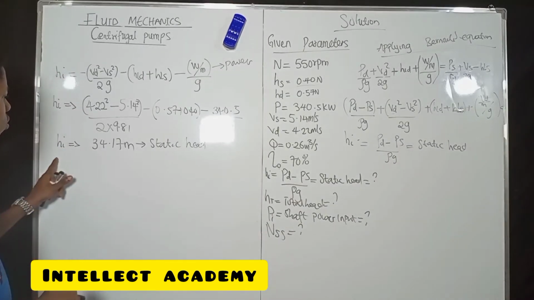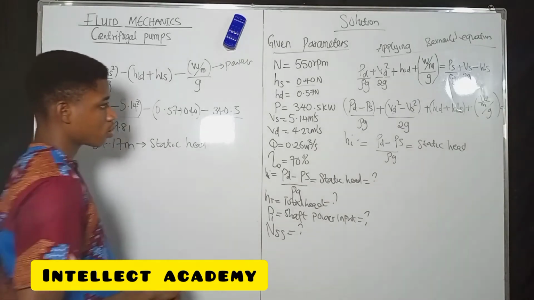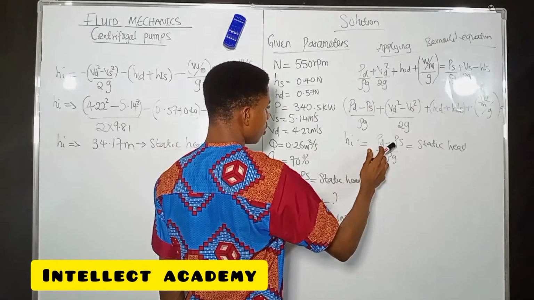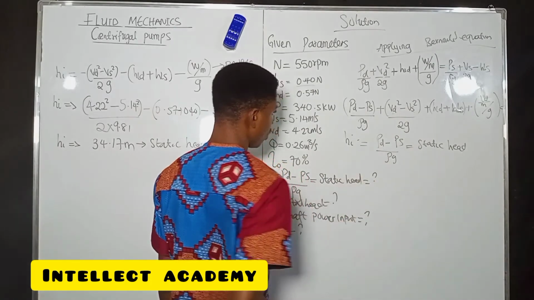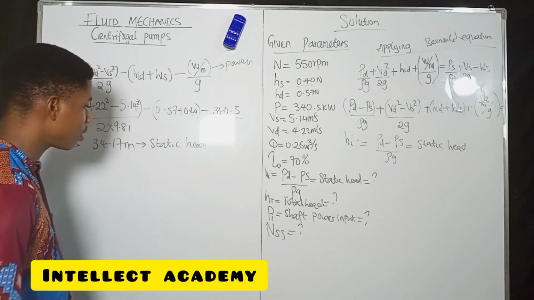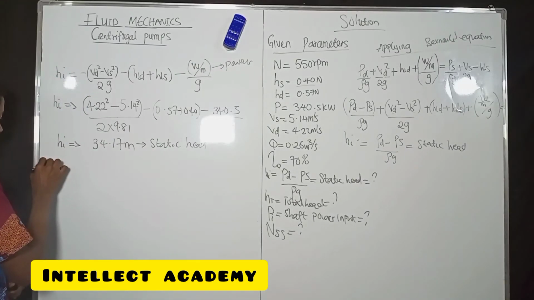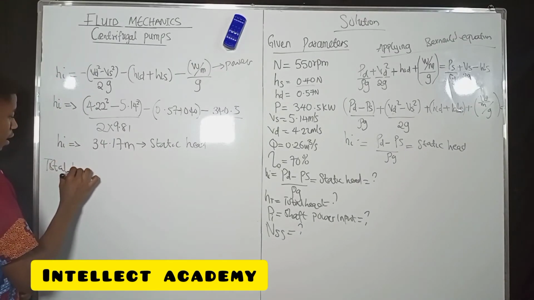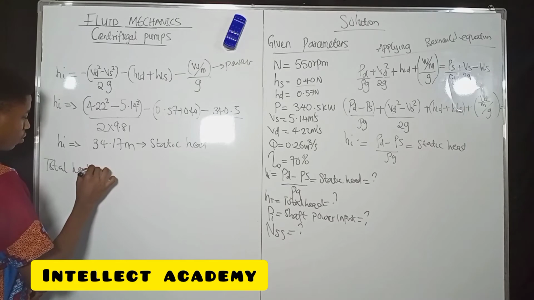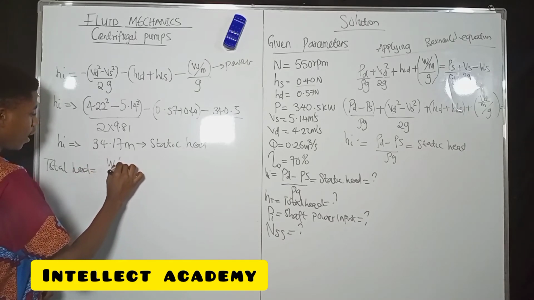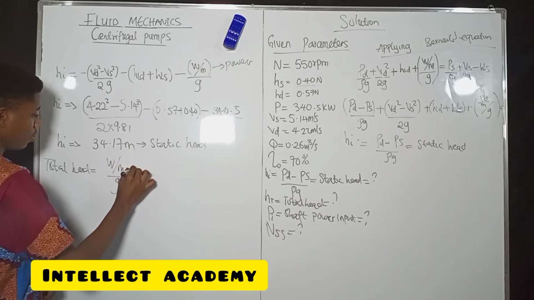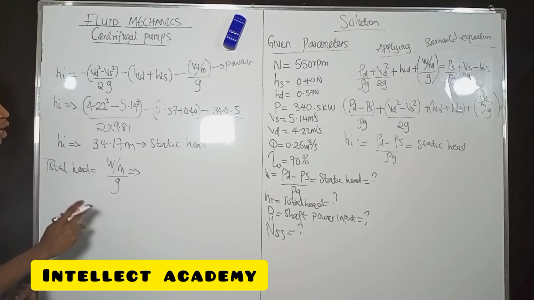Now take note, this static head, we said it is PD negative PS over rho G. Now let's look for the total head. Take note that the total head is given by this expression, W over M over G. So the total head is given by this expression.